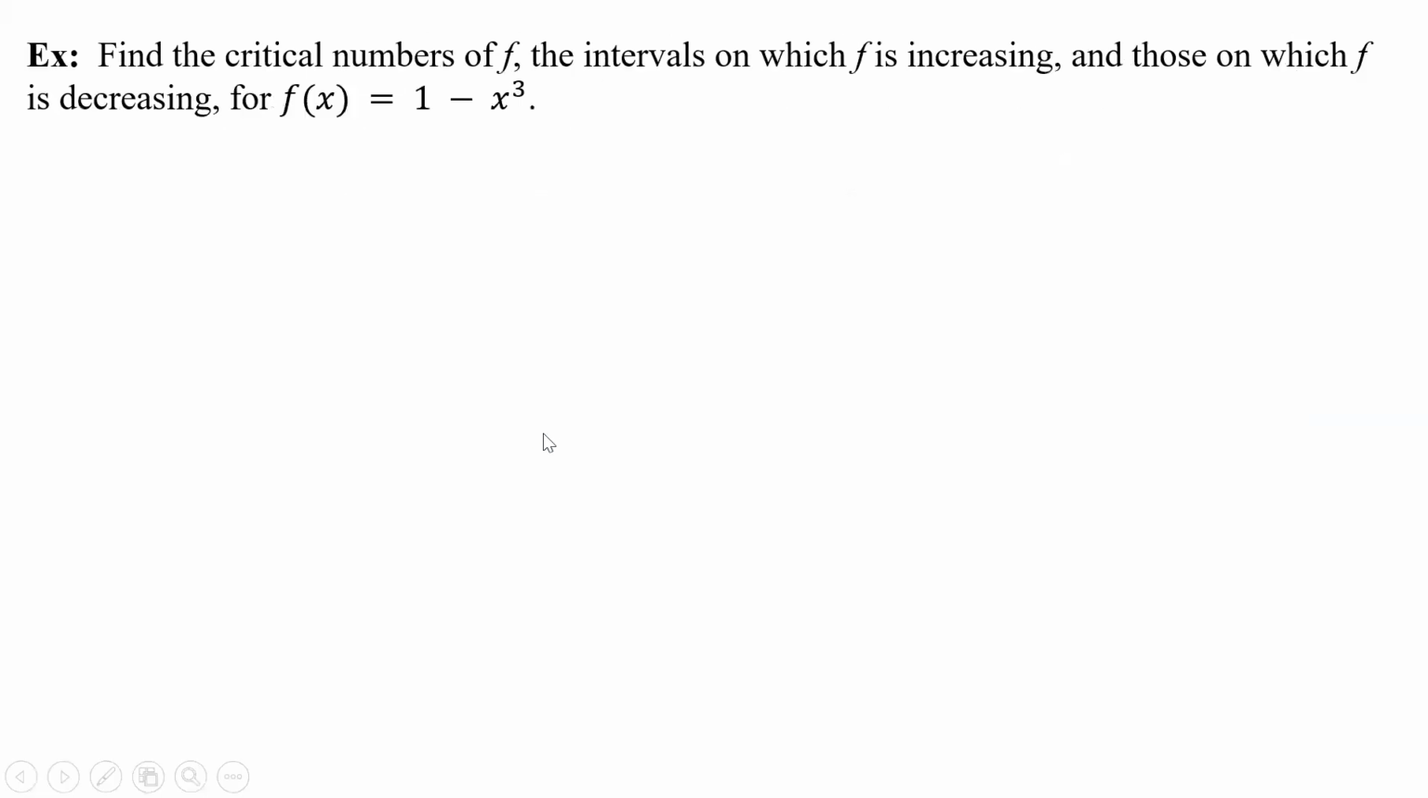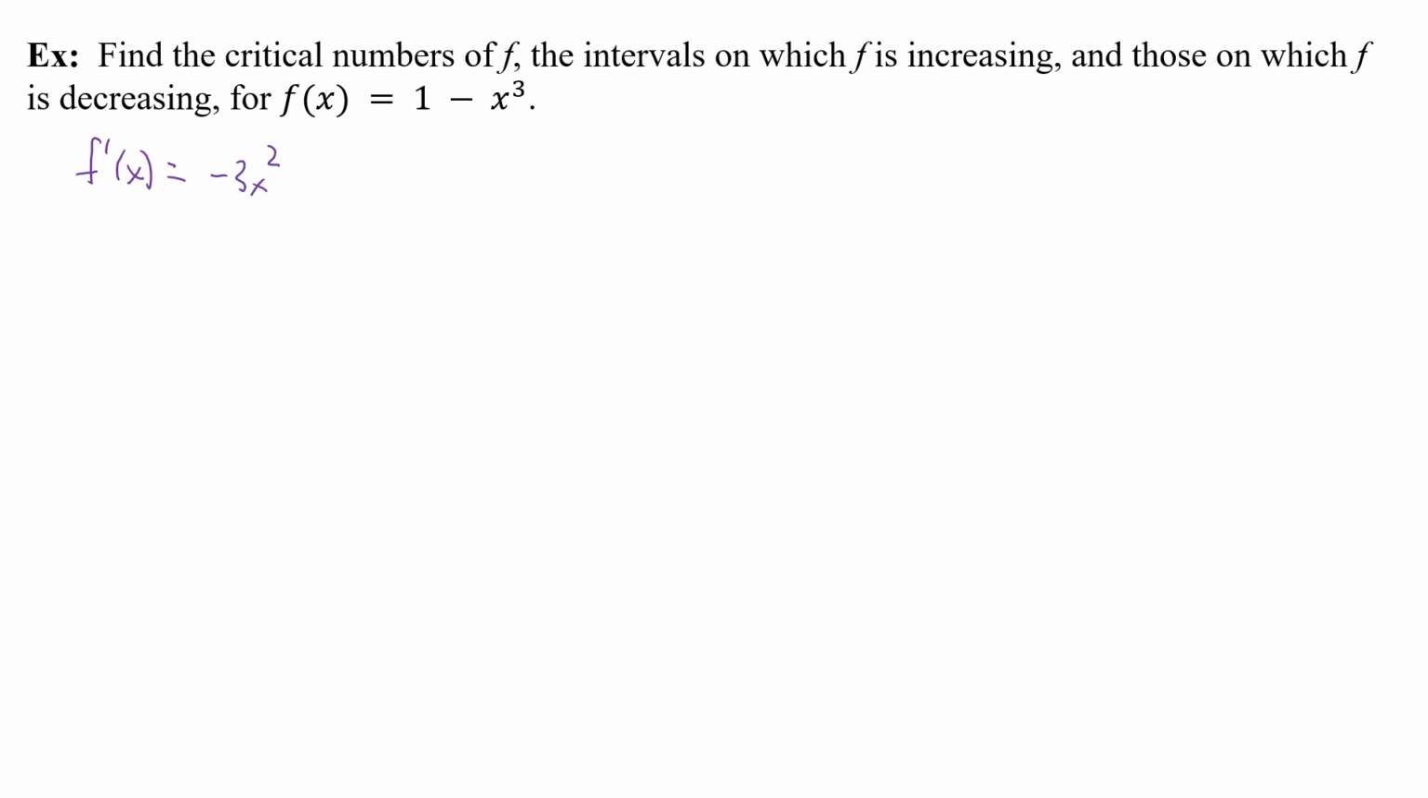Moving on to one of those, it says find the critical numbers of f, the intervals on which f is increasing, and those on which f is decreasing. They give us the function f of x equals 1 minus x cubed. First things first, we're in the derivatives chapter, so let's take the derivative. The 1 goes to 0, so we get minus 3x squared.